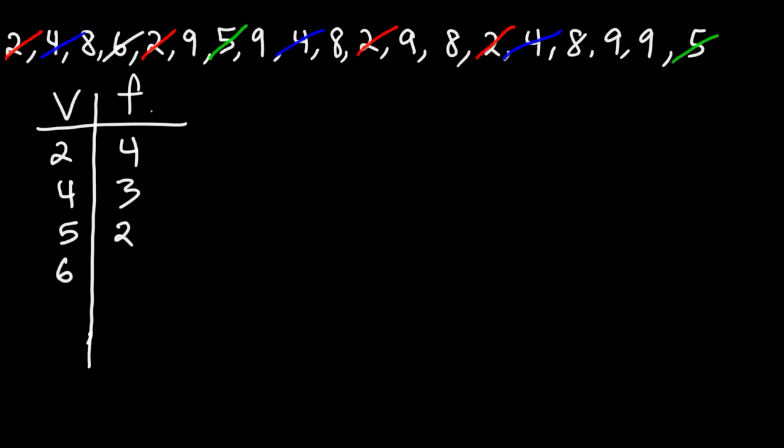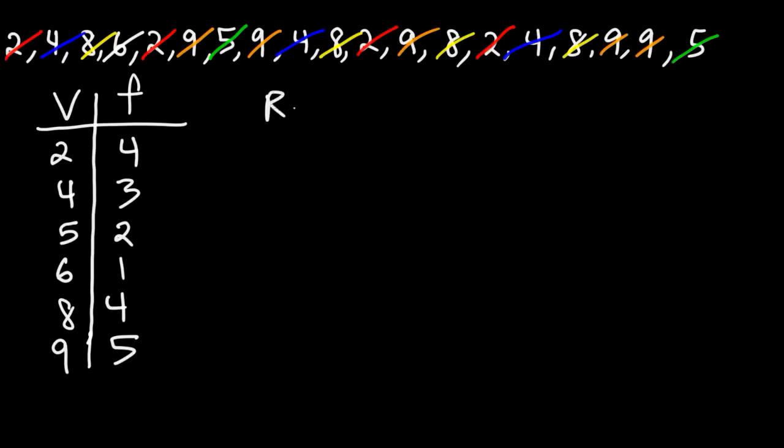Now there's only 1 6. Next we have an 8. Let me use a different color. 1, 2, 3. There's a total of 4 8's. And the highest value is a 9. So we have 1, 2, 3, 4, 5 9's. So this is our simplified frequency table.